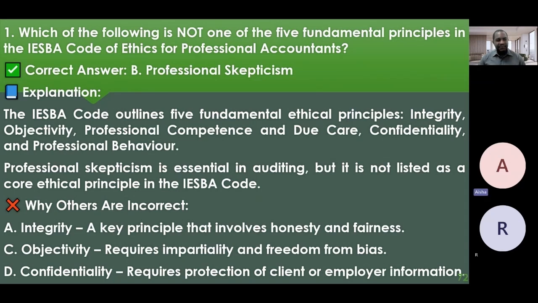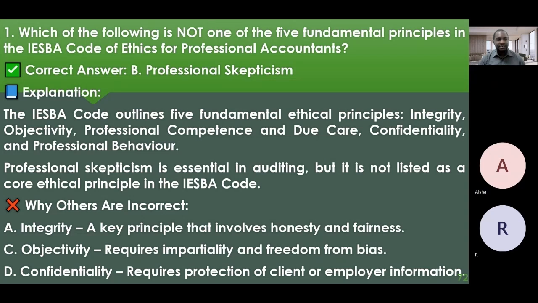Explanation. The IASB. Okay, you can't see the screen. Again, yeah. Oh, it's network. Oh, I'm so sorry. It's network. Yeah, but go ahead. Since we're just checking the answers.